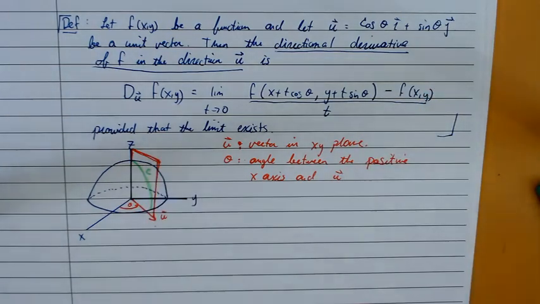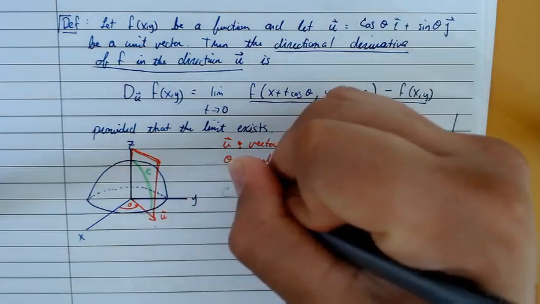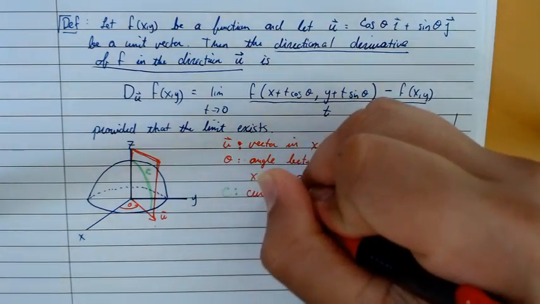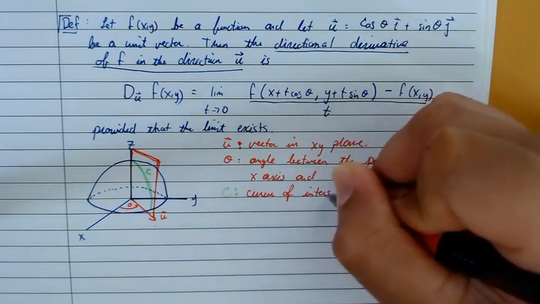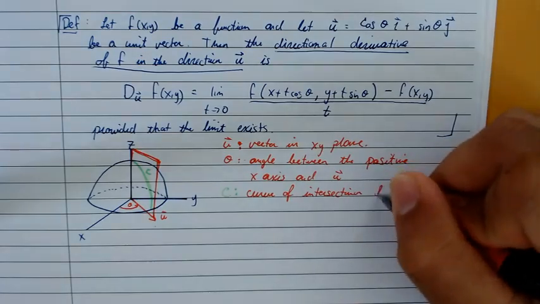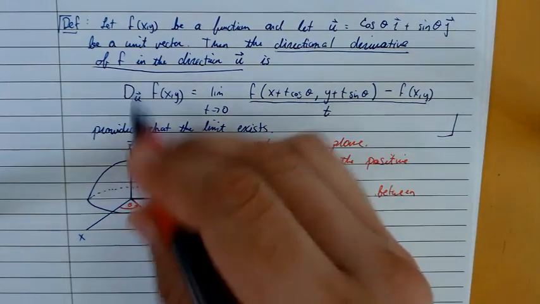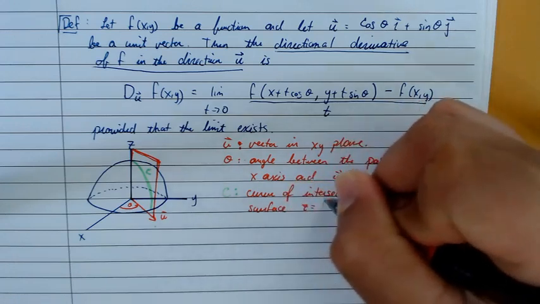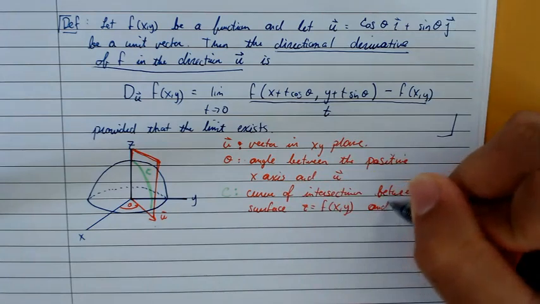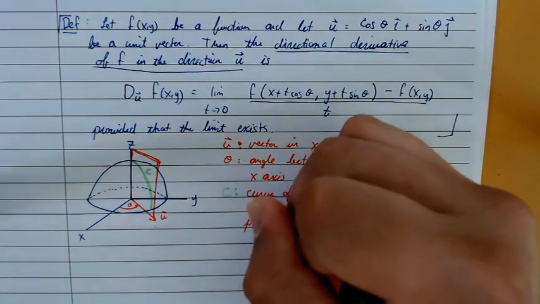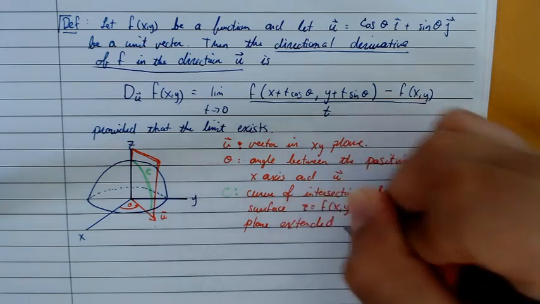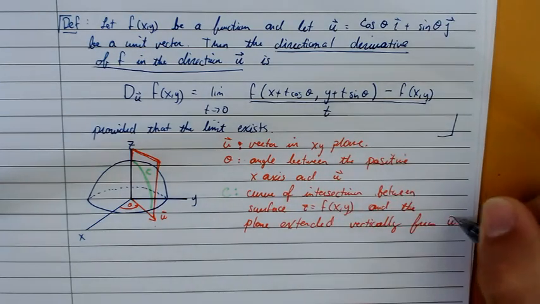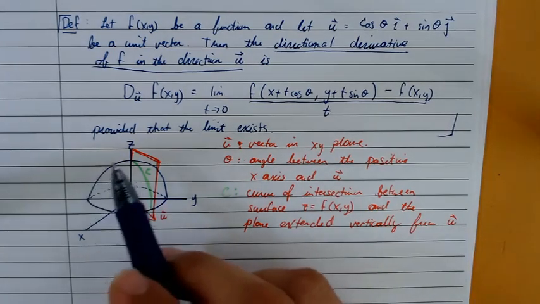And then C is going to be just the curve of intersection between the surface z equals f of x comma y and the plane extended vertically from u. Okay. Now here, this surface doesn't have to just be above the x-axis.